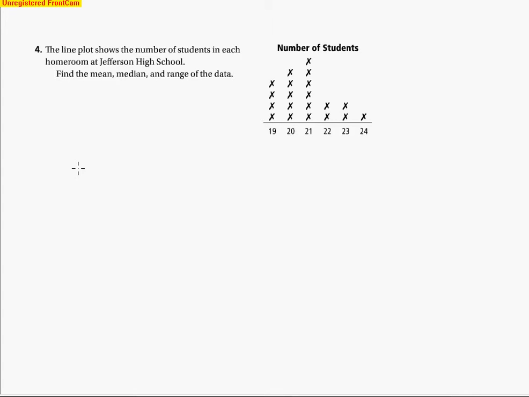So in order to find out what the mean is, I need to take 4 times 19, because there are 4 groups of 19. And then I'll have to add on, it looks like there are 5 classes that have 20 students in them. And then I'll add on there, it looks like there are 1, 2, 3, 4, 5, 6 classes with 21 students. 2 classes with 22. And then 2 classes with 23 students. And the last one, one class at 24.